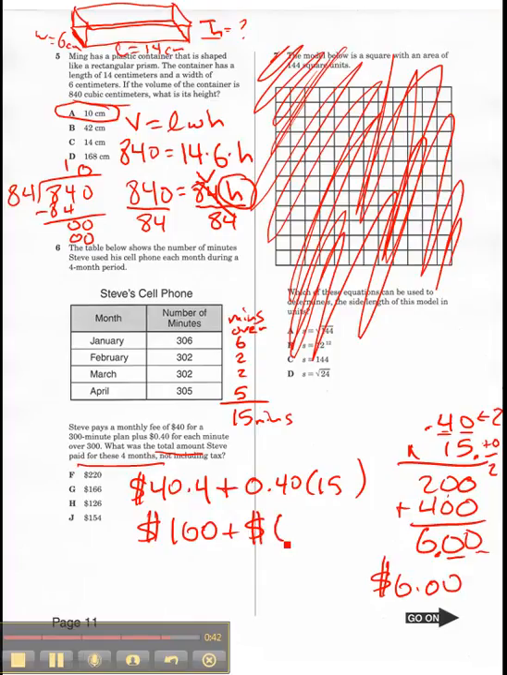So $160 plus $6 would be $166. Answer choice G. Okay, we'll pick up the math review with problem 7 on the next video.